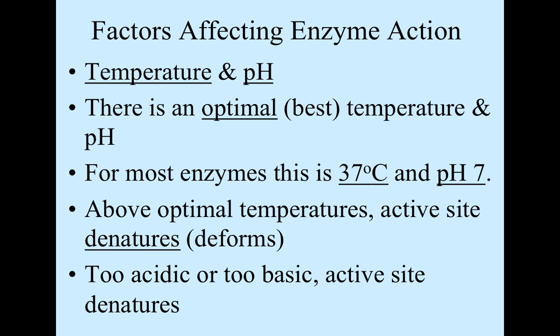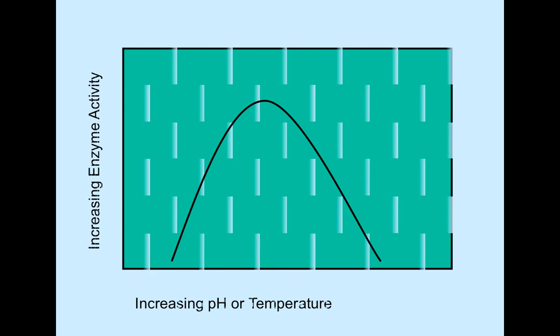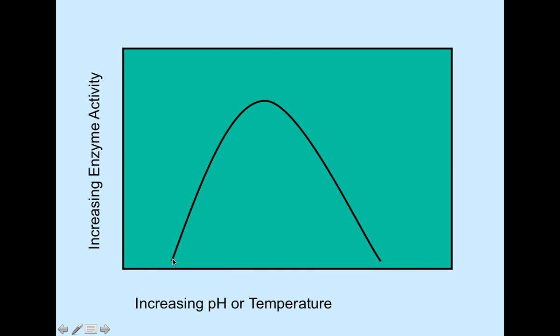Now, what you can see here is that with pH and temperature, we have this peak, and this peak is the best one. So if you see a graph like this, you want to pick the peak. If they're asking for the optimal, you want the best. It doesn't mean that it doesn't work with a lower pH or a lower temperature or a higher pH or a higher temperature. It just doesn't work as well. Denaturing is a very common question on the Keystone.